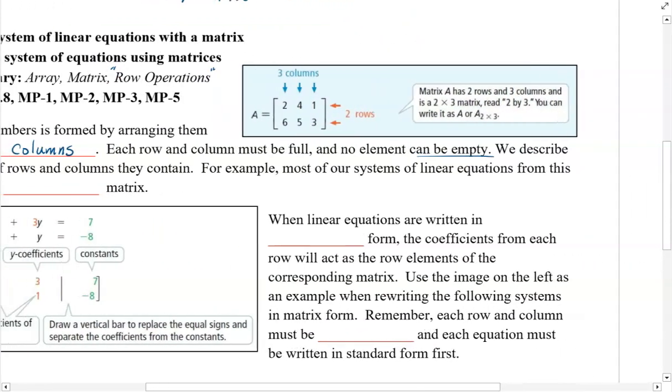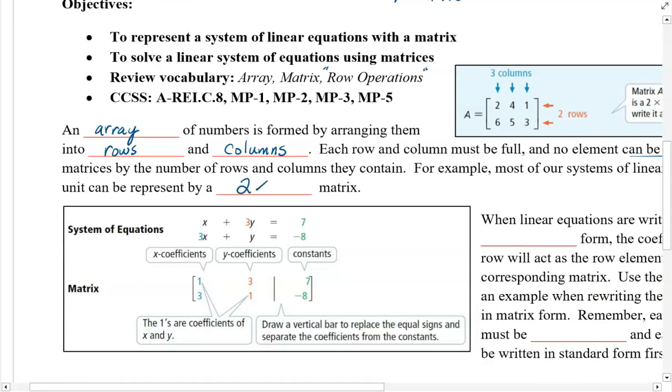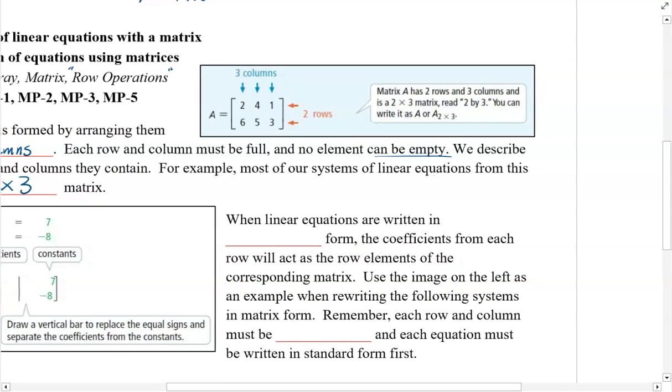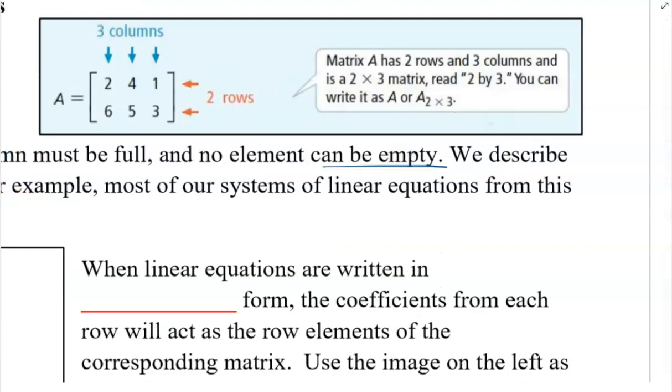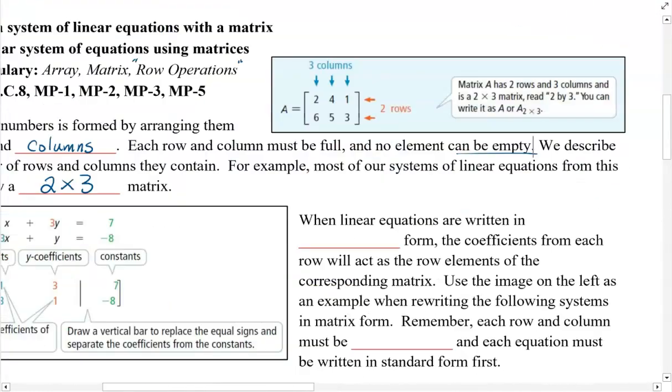For example, most of our systems of linear equations from this unit can be represented by what we call a 2 by 3 matrix. It has 2 rows and 3 columns. This example here, this matrix A, has 2 rows and 3 columns. We call it a 2 by 3 matrix, and we sometimes even write it this way: letter A with subscript 2 cross 3. It's not really a multiplication sign, although it looks like the multiplication X. We would say 2 by 3. This is a 2 by 3 matrix.